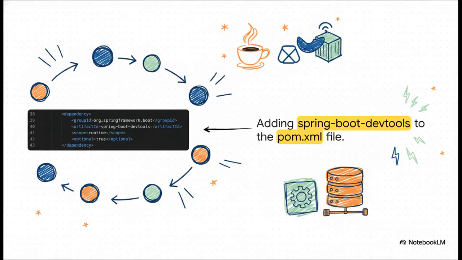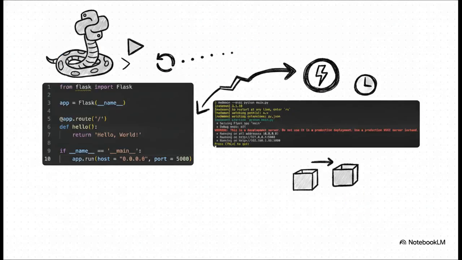Take Java developers, for example. There's no way you need to rebuild those massive jar files every single time. You simply drop the Spring Boot DevTools dependency right into your pom.xml file. Once that's in there, Spring Boot takes over and will automatically restart your application context the moment classes on the classpath change. Or look at Python.